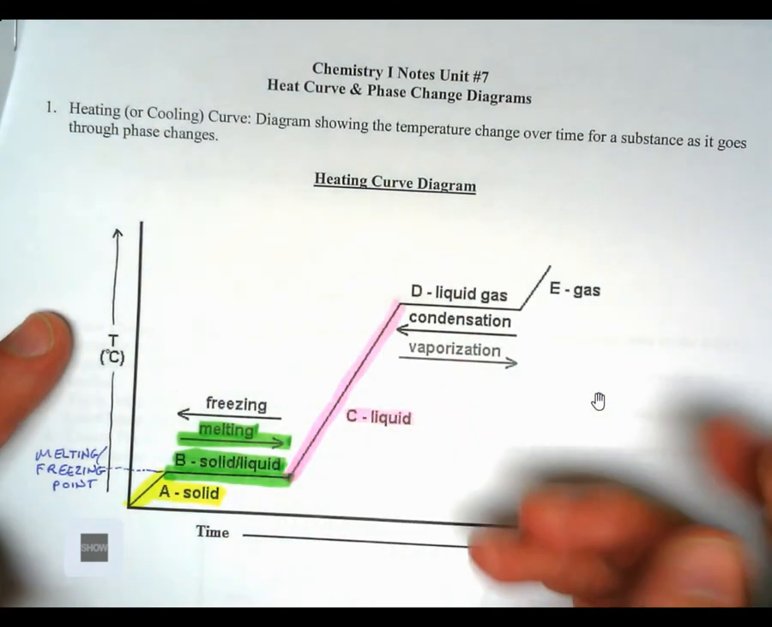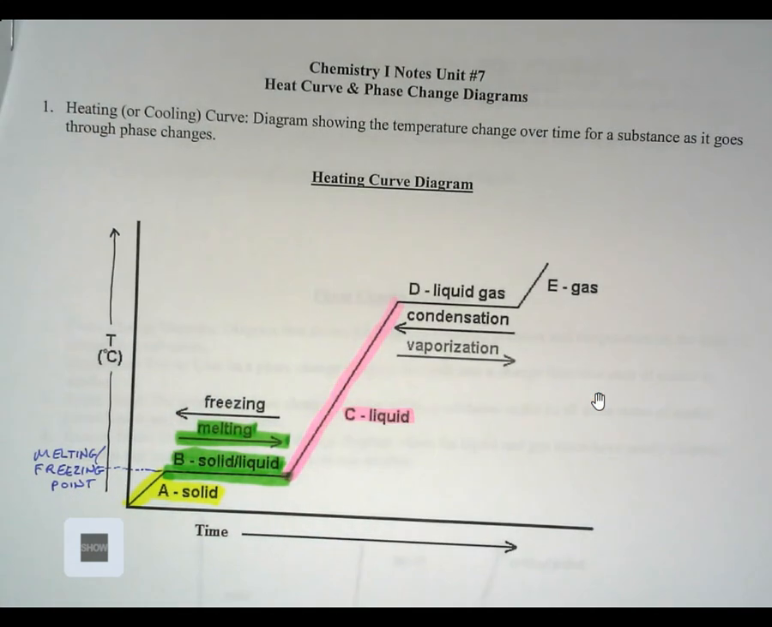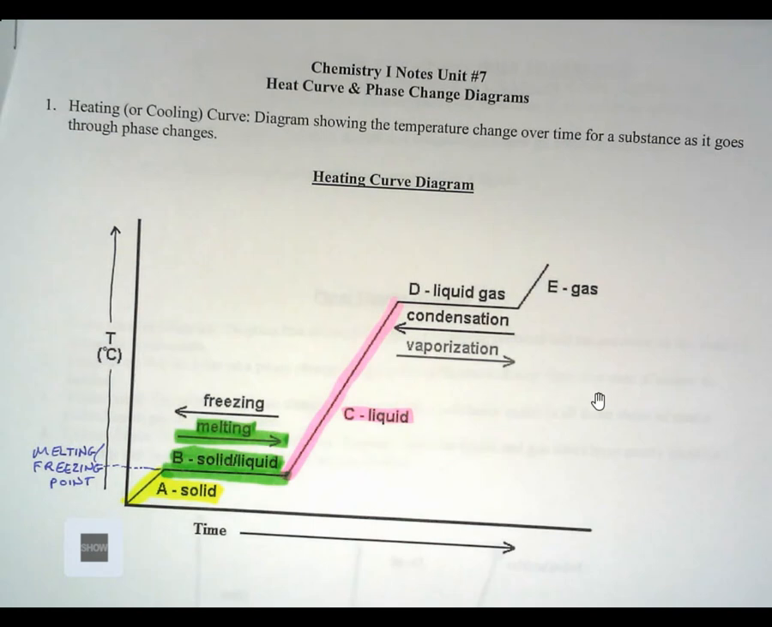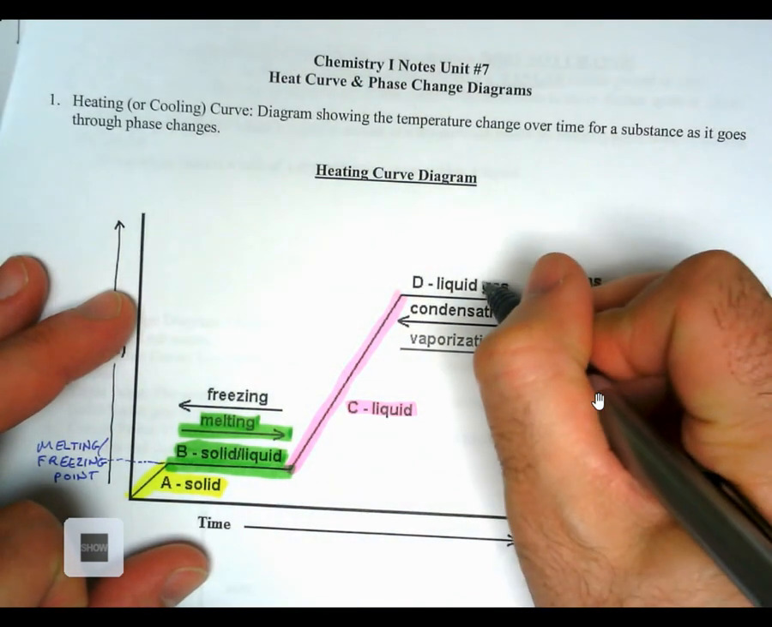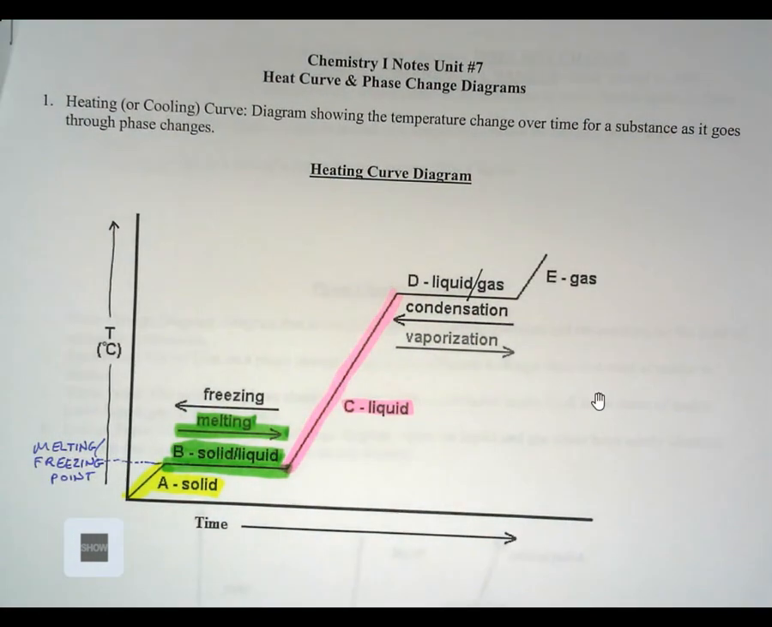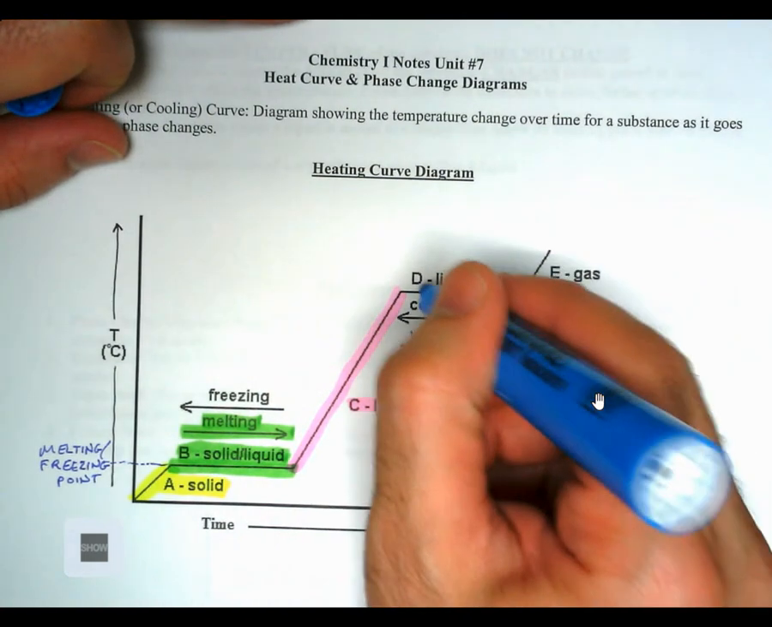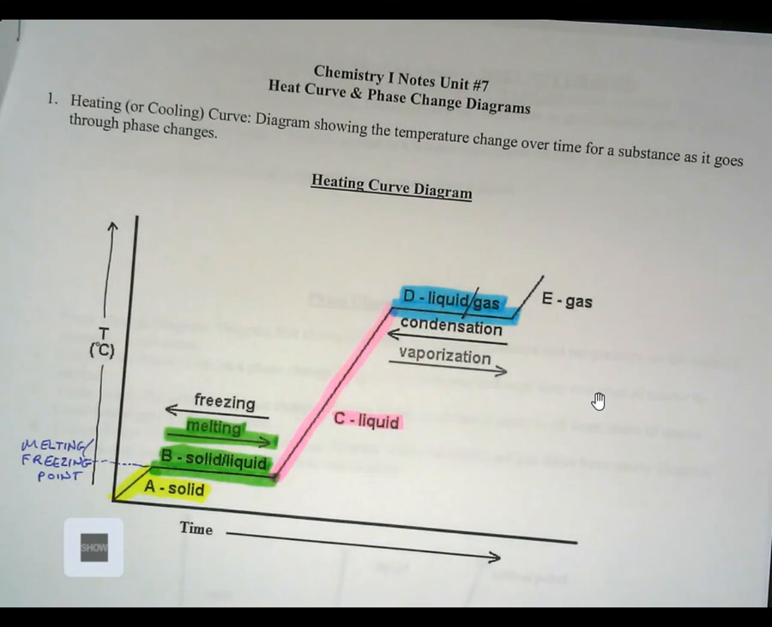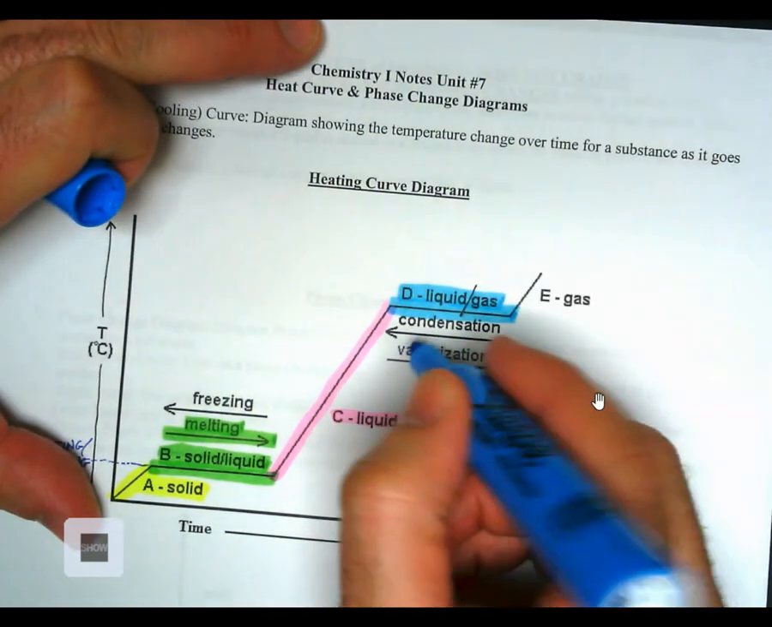So what's happening along that part of the line? Heating up. Heating up, temperature's changing, which means what's happening to the molecules? Good. Going faster, right? Then we get here to part D. There's supposed to be a slash here. This is not liquid gas. It is liquid slash gas. This part of the line is the phase change from a liquid to a gas. Okay, that's called vaporization, going that direction.